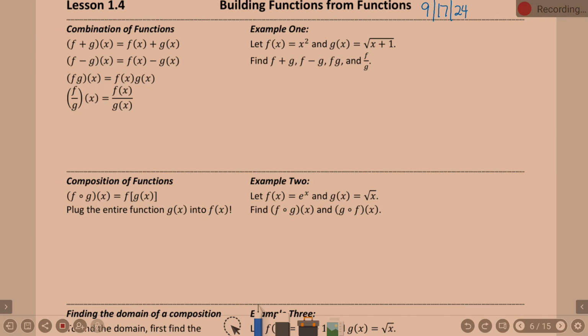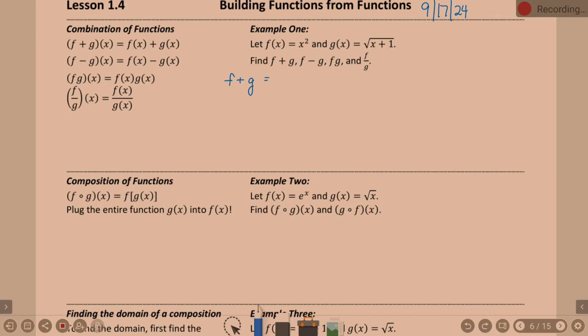So nothing too fancy. In example 1, we're given f of x and g of x as our two functions, and we're asked to find all four different operations. So f plus g, f minus g, fg, and f divided by g. Nothing too fancy right here. The fancy ones happen in the homework, I'll tell you that.